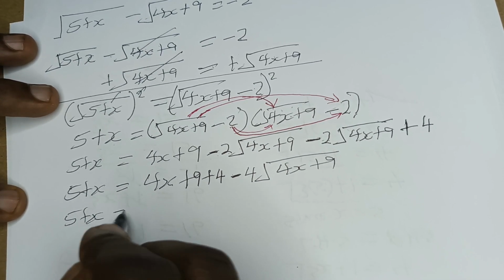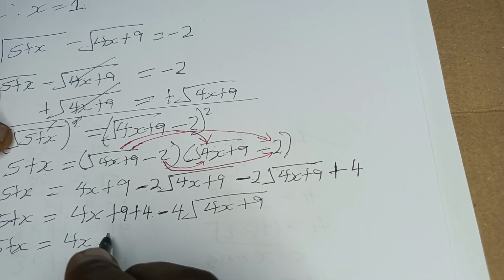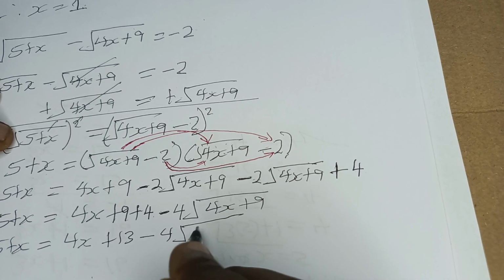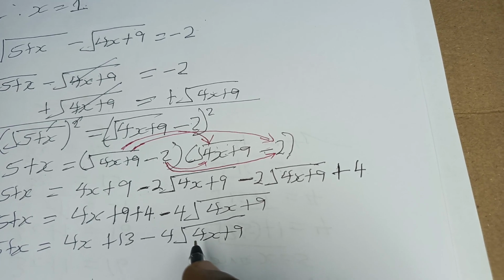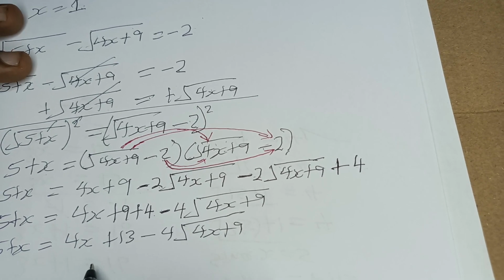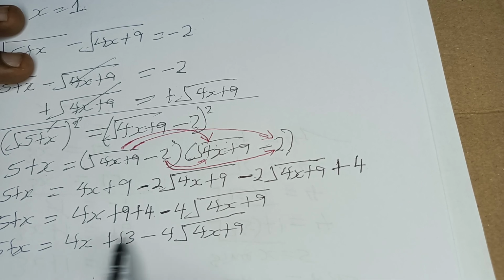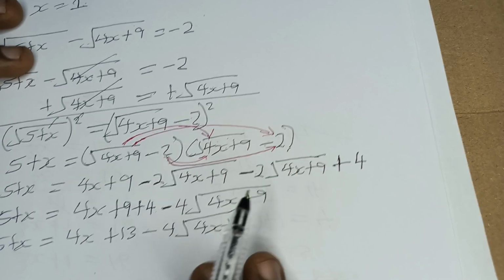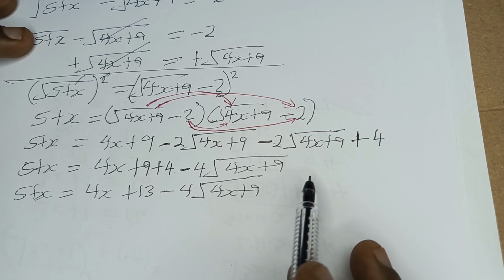So let's go on. 5 plus x is equal to 4x. Now 9 plus 4, that should give us 13, minus 4 into root of 4x plus 9. The next thing for us now is to make sure that we take everything that is here, bring it to one side, and make sure that the root is standing alone at one side so that we can still square both sides and get rid of this, that is, we isolate it.